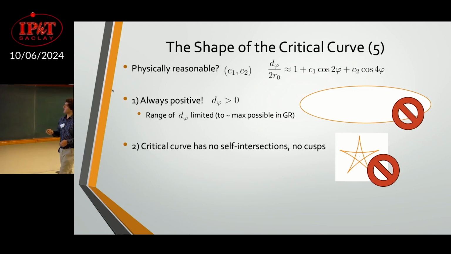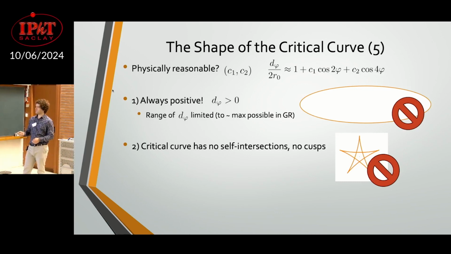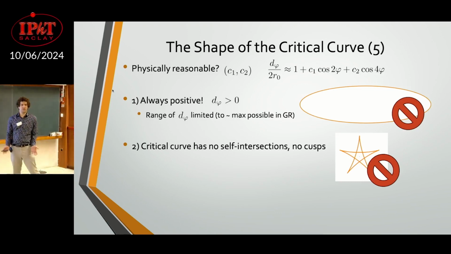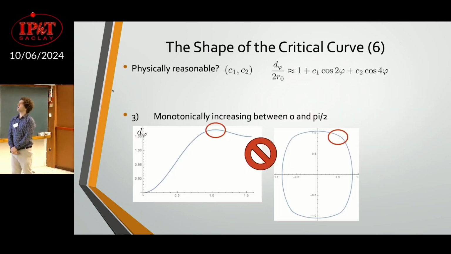The other thing that also seems very reasonable is to not allow things like cusps or self-intersections of the critical curve, because if we would see something like that, that would be a very clear smoking gun of a deviation from GR. So that's something that we can physically get rid of.